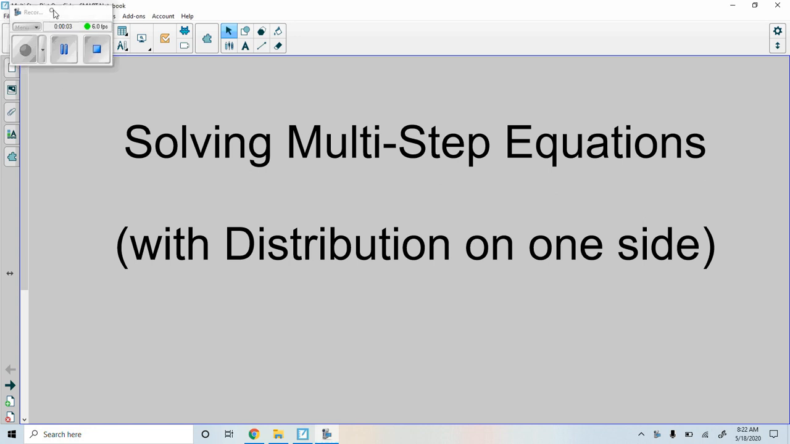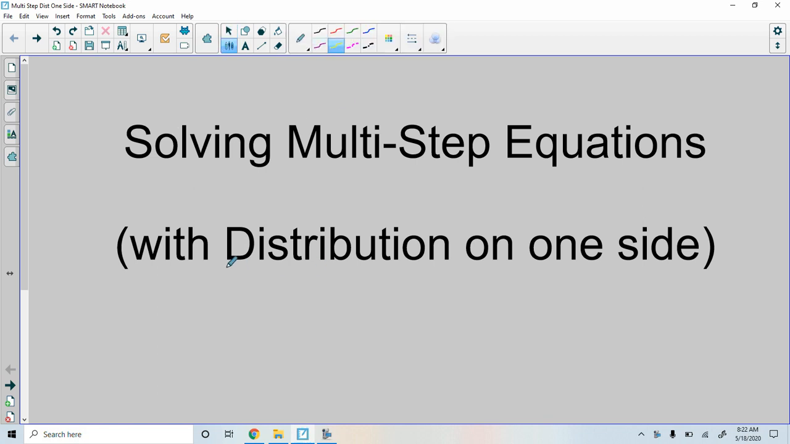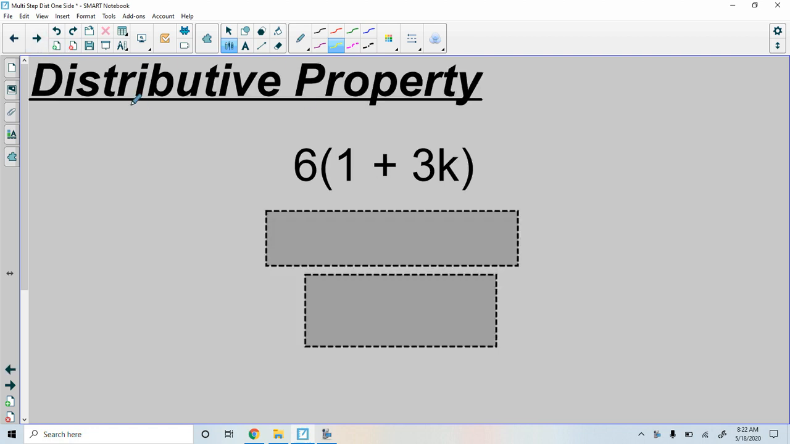Hello, everybody. Today we're going to talk about solving equations, and we've done one step and two step, and now we're going to do multiple steps, so more than two steps. And we're also going to talk about distribution. So I want to first talk about the distributive property or distribution.